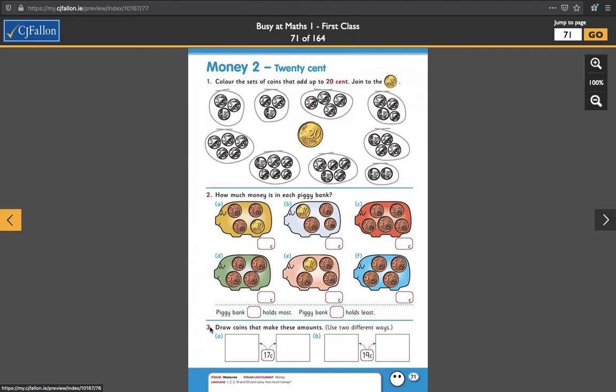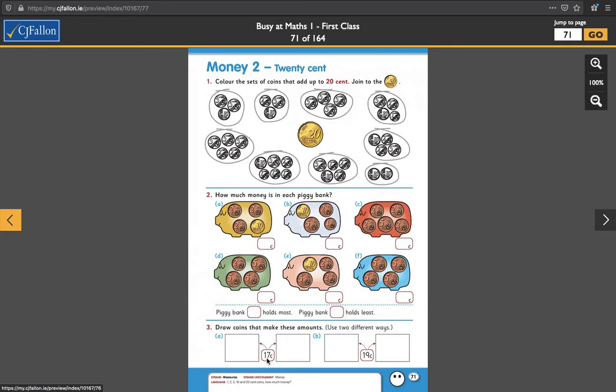Finally, part 3. Draw coins that make up these amounts and use 2 different ways. So this is definitely the toughest part of the page. If you can, I would love for you to get some coins of your own at home to use. Make sure that you wash or sanitize your hands after using them, because as we all know, coins are dirty because they go in people's hands and they go in people's pockets, and you don't know who's handling coins before you. So make sure you wash your hands after you use coins, and that just goes for money in general. So draw coins that make up these amounts.